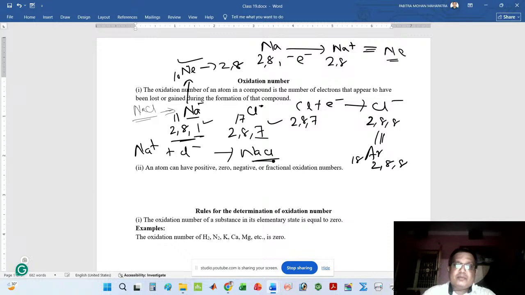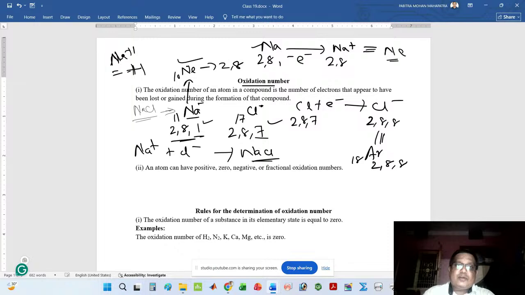For the formation of the NaCl compound, the sodium atom is converted to Na plus, and the chlorine atom is converted to Cl minus ion. To attain the stable electronic configuration, there is a loss of one electron from sodium and a gain of one electron by chlorine. As per the definition, the number of electrons lost or gained is considered the oxidation number. So for the formation of the NaCl molecule, Na is converted to Na plus, which has a charge of plus 1.